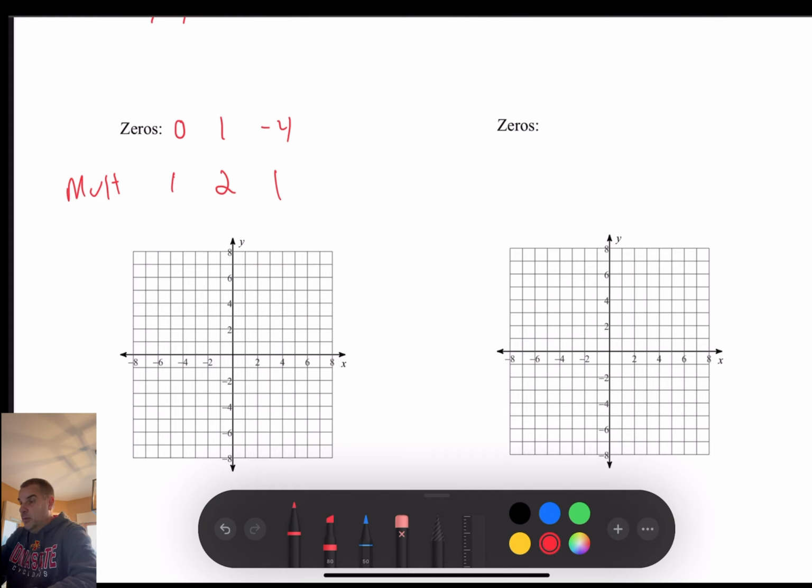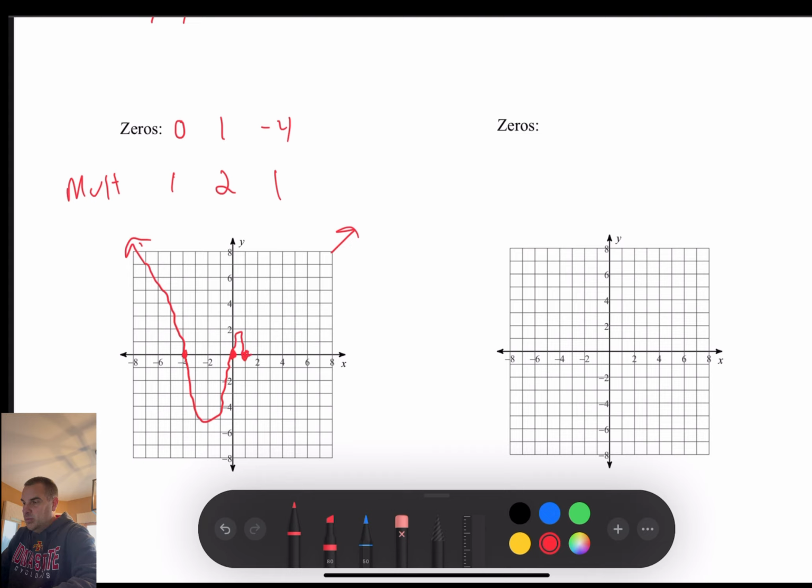So if it's a fourth degree or an even degree and positive, we know it has to go like this and like this as far as its end behaviors go. So my zeros are at 0, 1, and negative 4. So it's going to come down. It's going to go through negative 4 since it has a multiplicity of 1. It's going to start curling back up. 0 has a multiplicity of 1, so it's going to go through it. It's going to curl down.